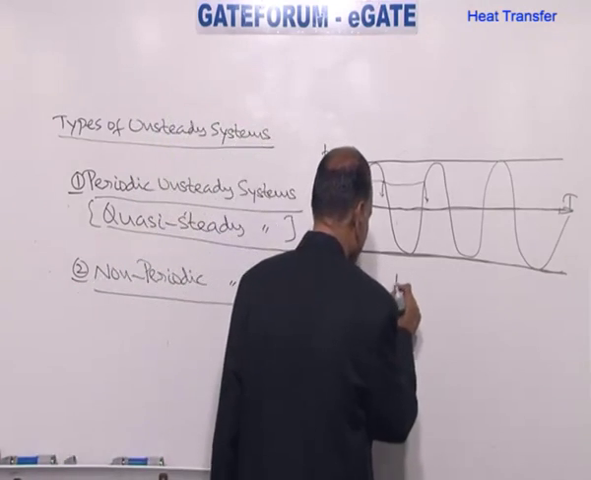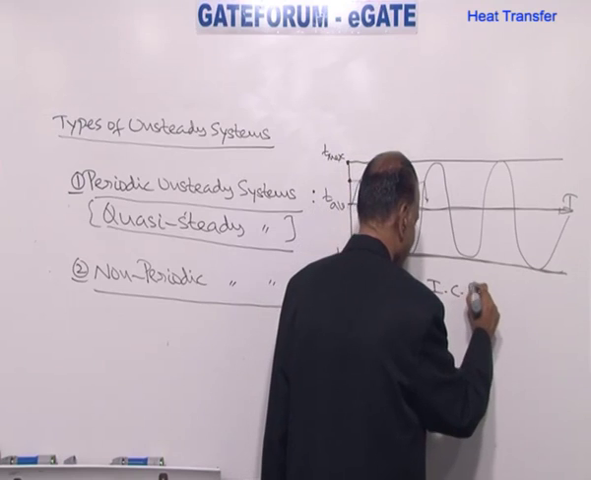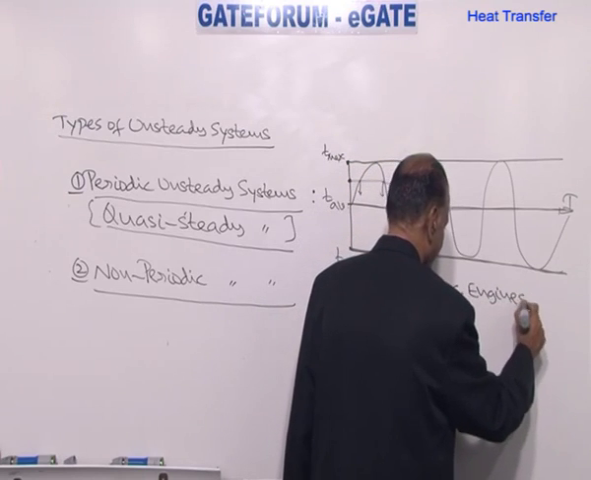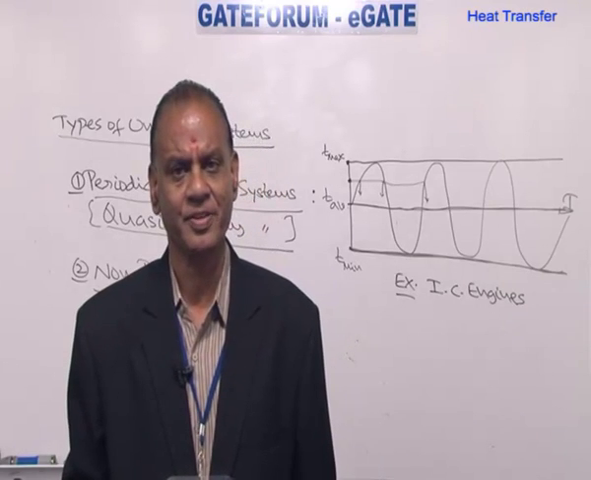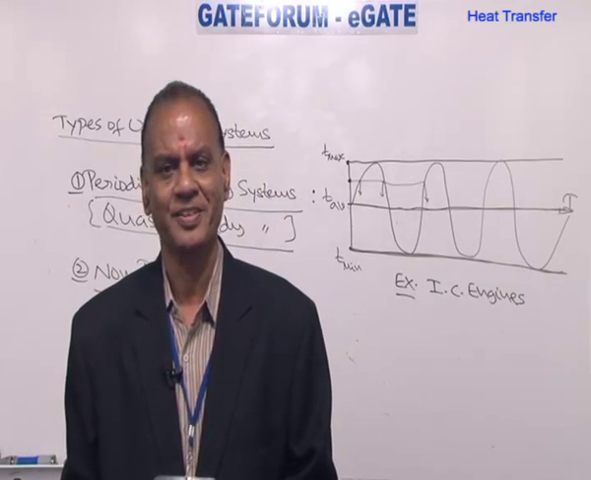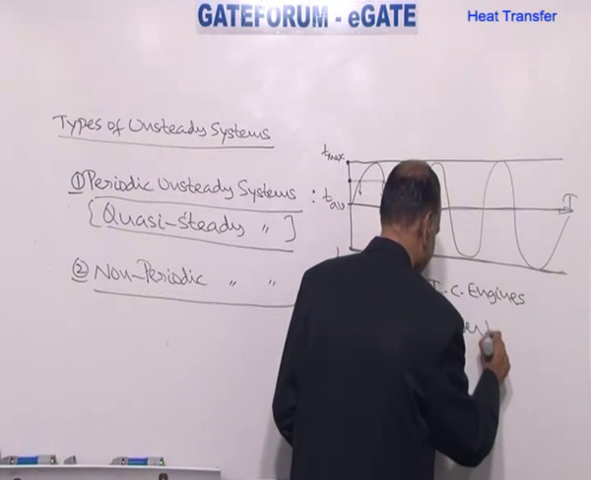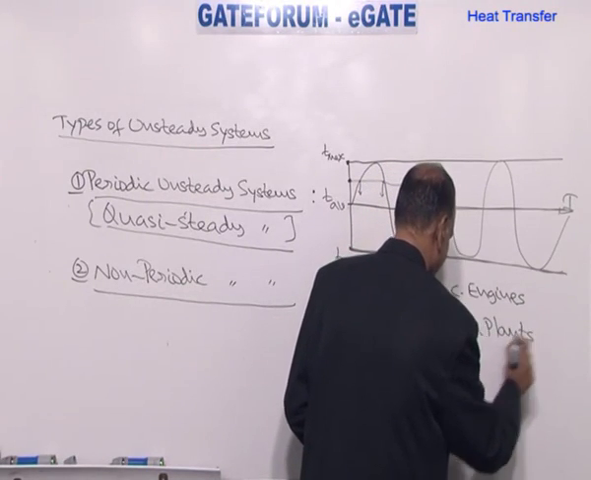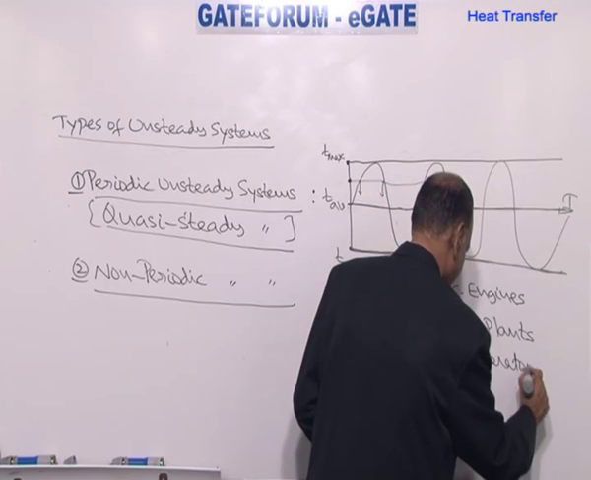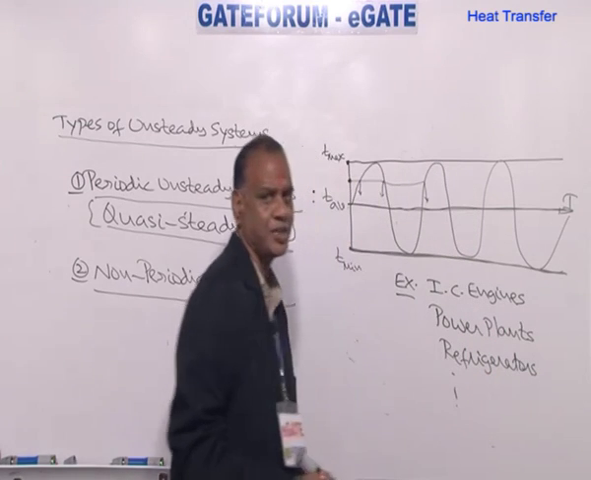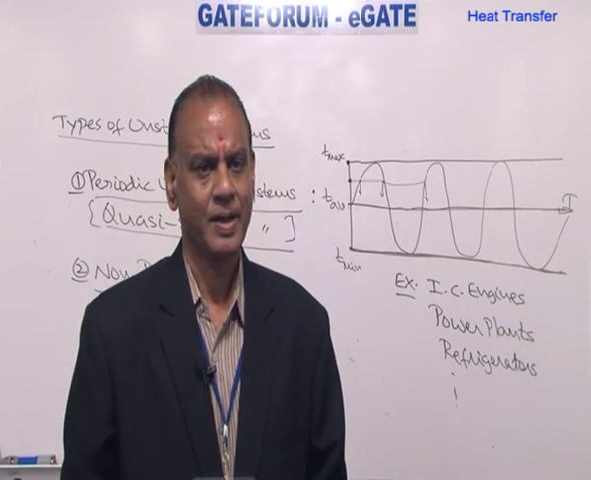We can come across a variety of systems having this particular behavior, like cooling of IC engines. That can be modeled using these periodic unsteady systems. The IC engines undergo a cyclic process. Then power plants, refrigerators, they all undergo periodic unsteady heat transfer.